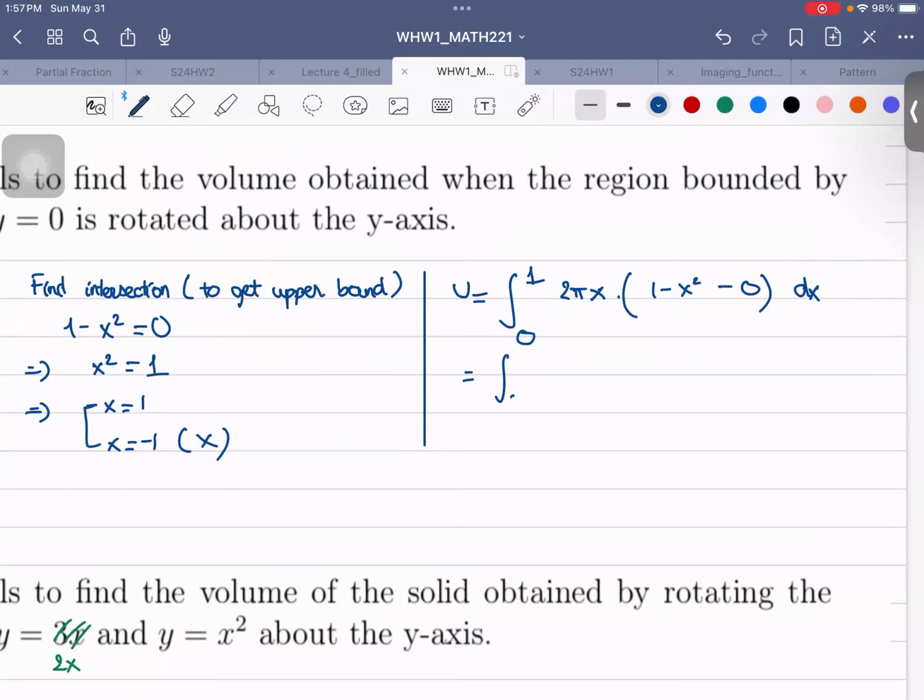Okay, and now we simplify. I bring 2 pi to the front because it's a constant.